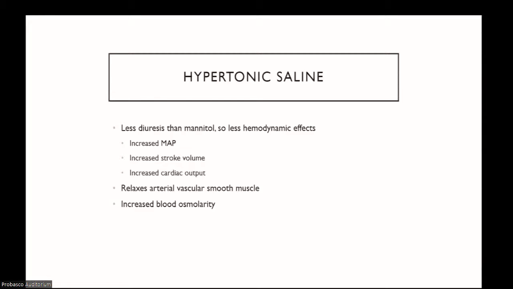And then it relaxes arterial vascular smooth muscle and reduces endothelial cell edema, improves cerebral microcirculatory flow, expands intravascular volume, and augments cerebral perfusion pressure, leading to a reduction in ICP and edema.